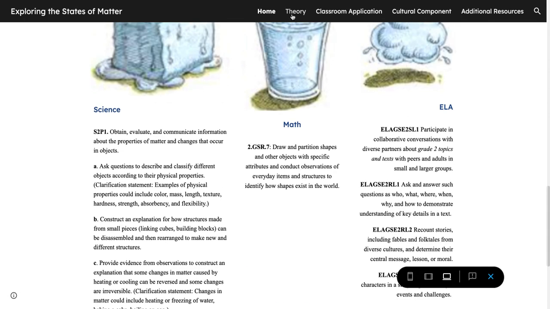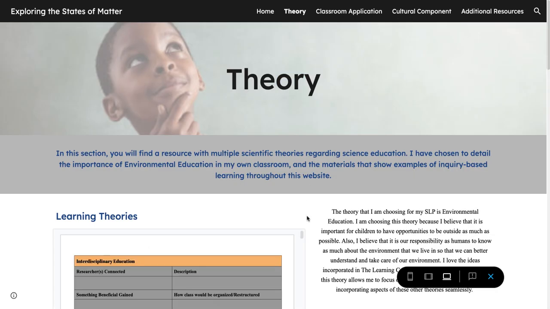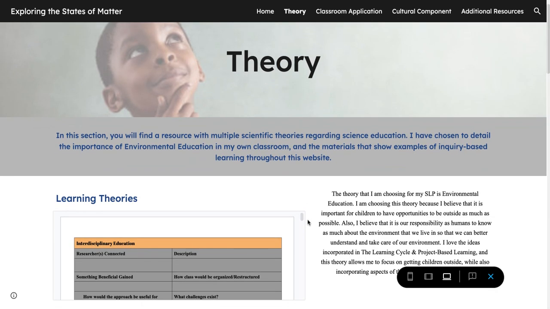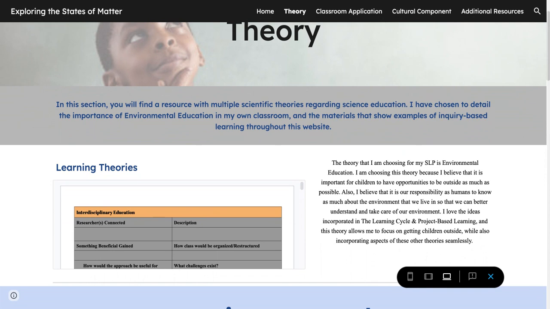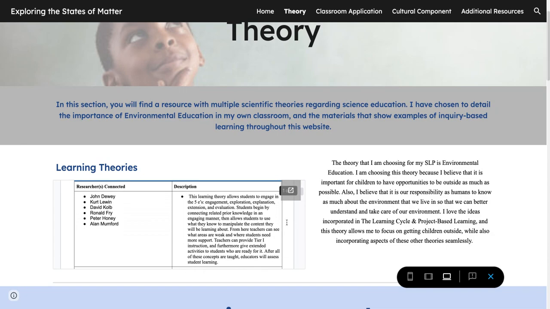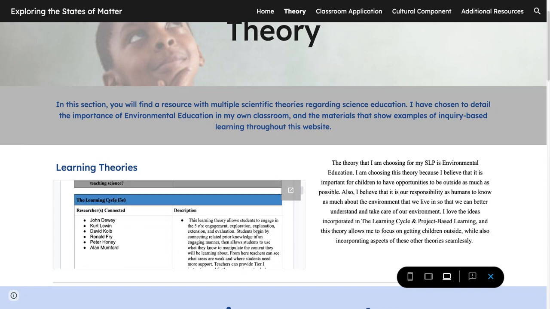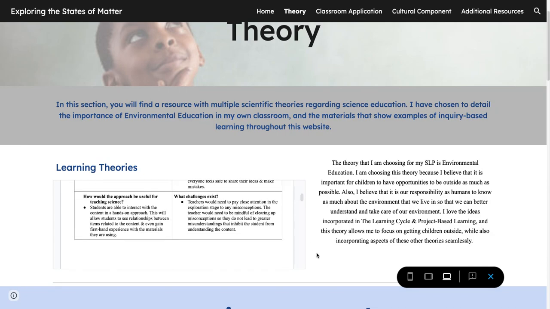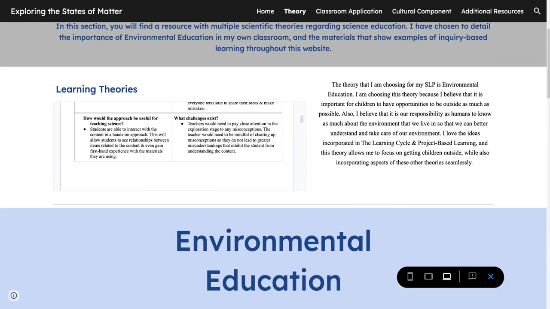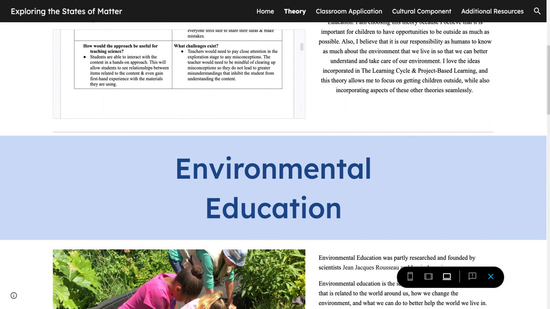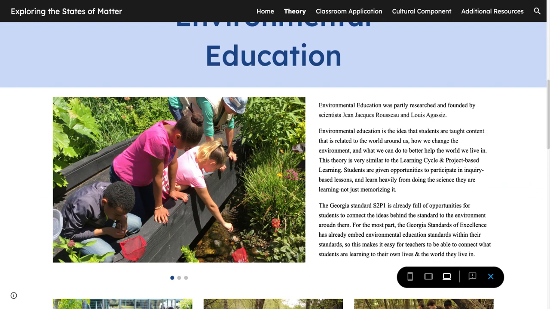So now if we go back up to the top, we can click on the next tab, which is theory. So at the beginning of this page, I'll talk a little bit about how we research different theories in this class, and I have my assignment that has many different learning theories on it, but then I also really go into the theory that I was most focused on throughout this semester, which was environmental education.